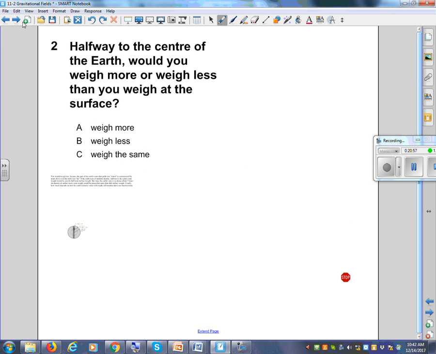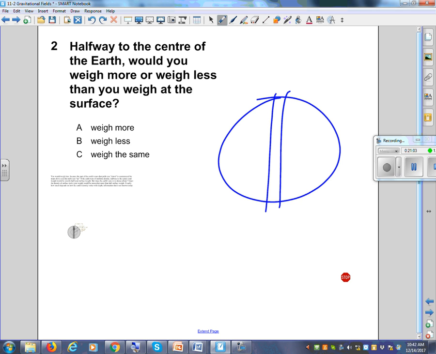Halfway to the center of the Earth. So we're talking halfway. There's the center. So halfway to the center, right there. Would you weigh more or less than you weigh at the surface? How many people say A, way more? Nobody. How many people say way less? B?